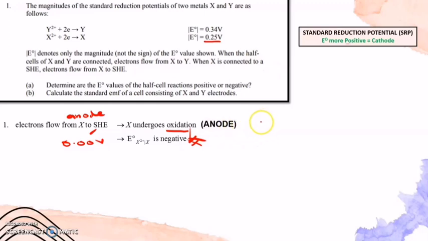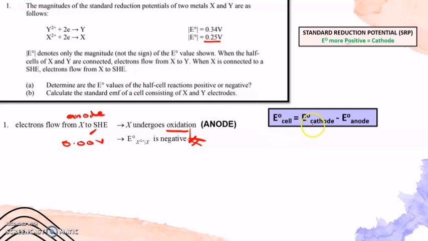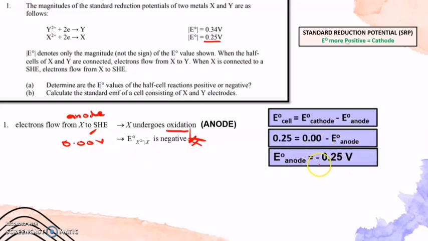Now let's prove it by calculation. We know the formula E naught cell equals E naught cathode minus E naught anode, and the value of E naught X2 plus X is equal to 0.25, equal to E naught cathode 0 minus E naught anode. And we will get E naught anode equal to negative 0.25 volts. So it has a negative value.